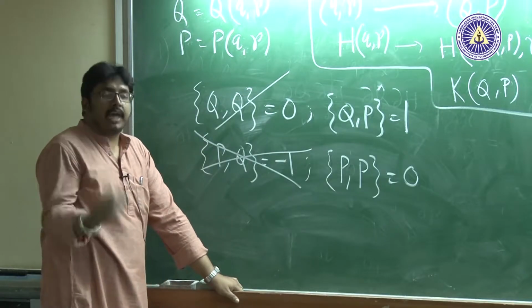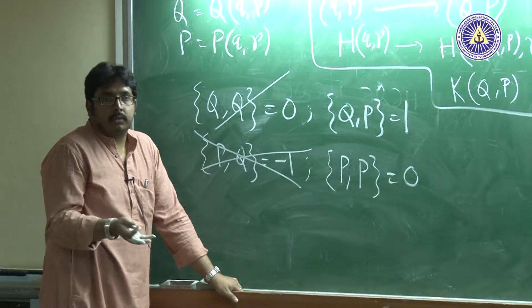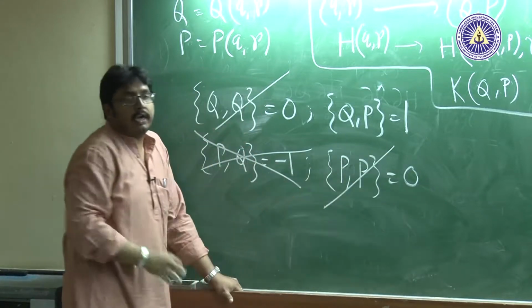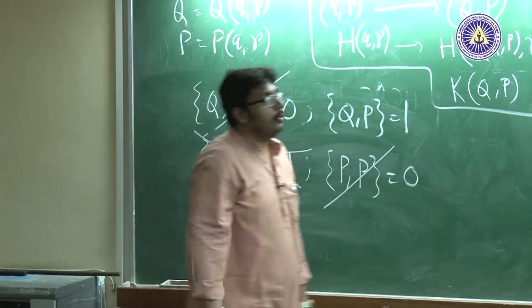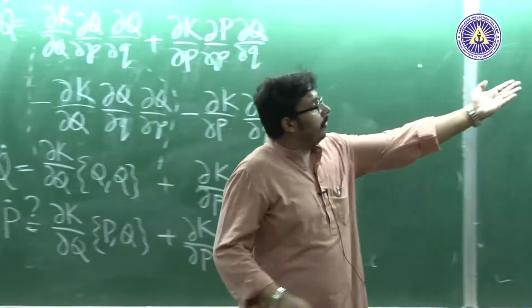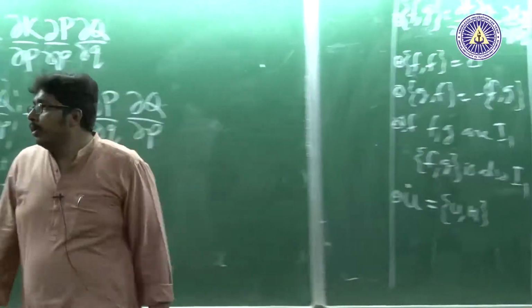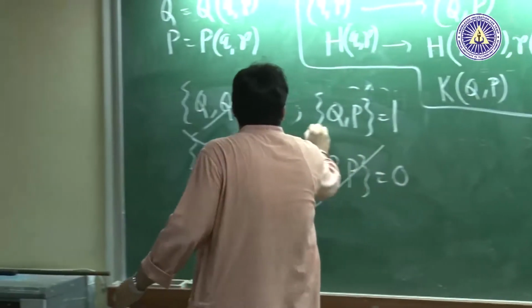By definition, {Q, Q} has to be 0. I don't have to put it to 0. {P, P} has to be 0. I don't have to put it to 0. Why are {P, P} and {Q, Q} 0? Simply because of this. So the only condition which is left is this.